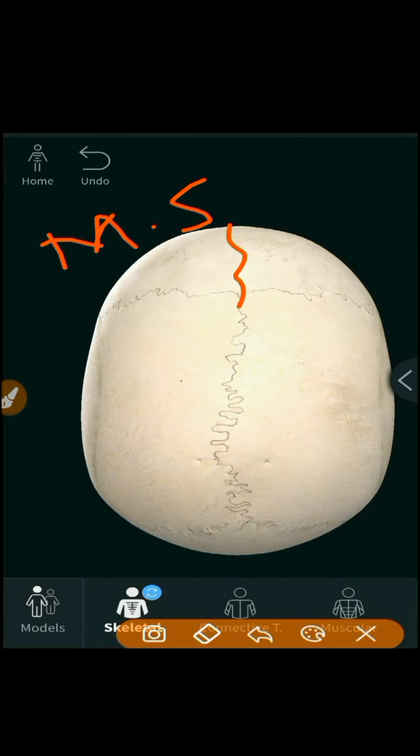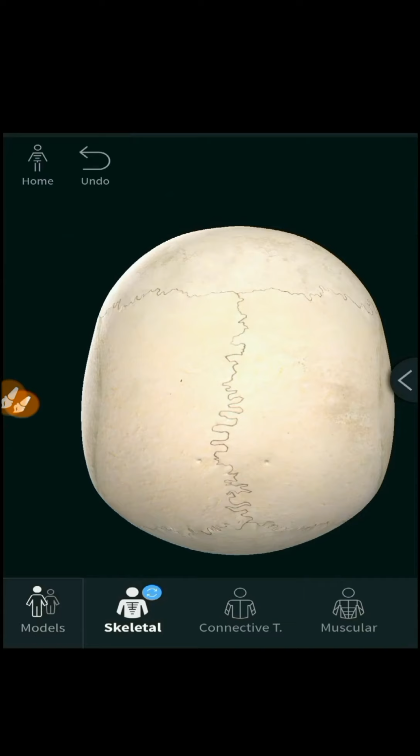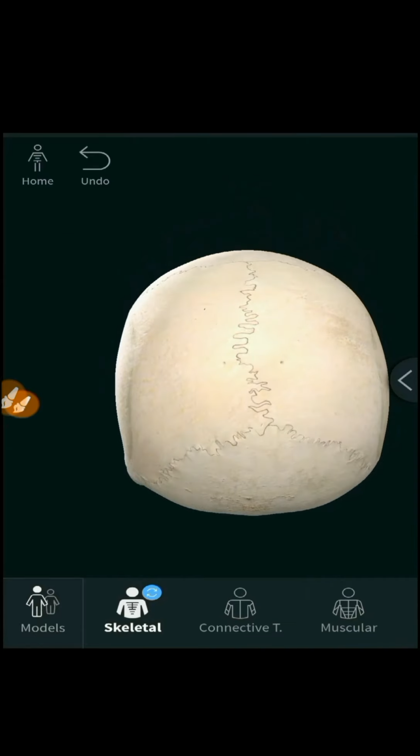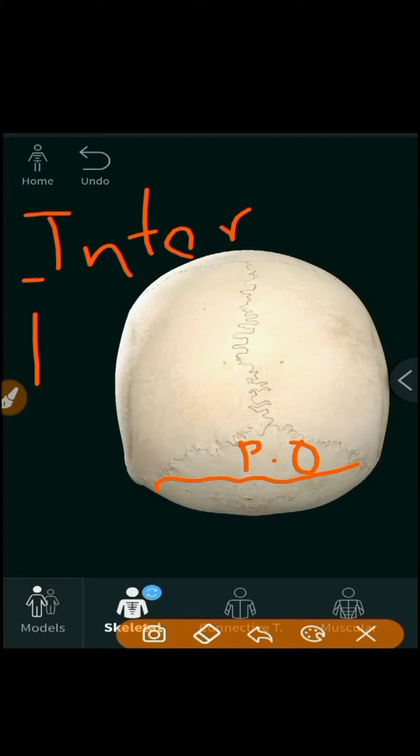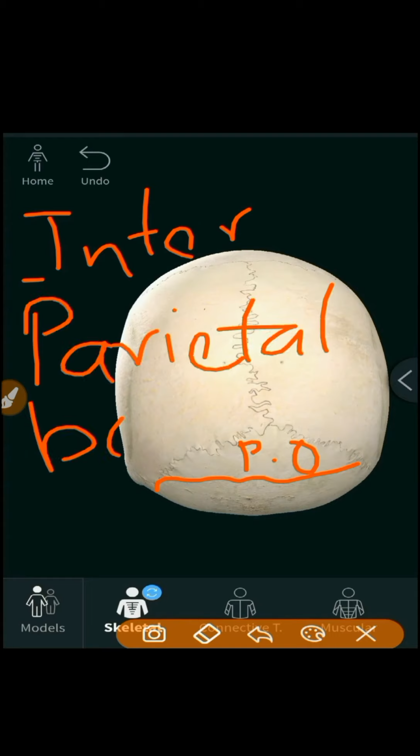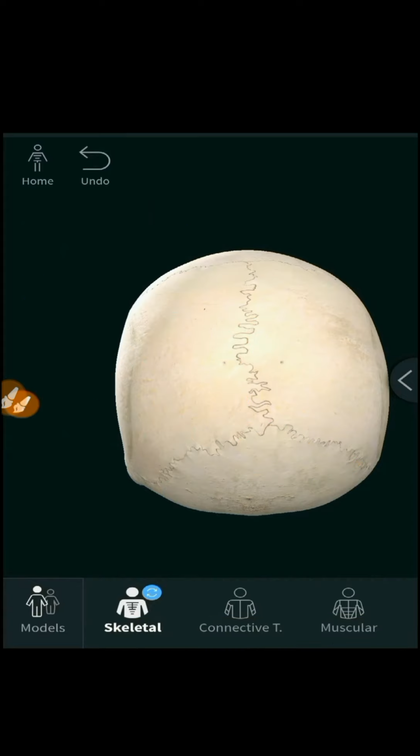And one more thing you remember is metopic suture, present in 3 to 8% individuals between the 2 frontal bones. Usually it is not there, but if it is present, it is called metopic suture between 2 frontal bones. And sometimes what happens, this uppermost part of occipital bone, called planum occipitale, may be separated from the remaining part of the occipital bone, then it is called interparietal bone. As it lies between the two parietal bones, it is called interparietal bone, or you can say sutural bone. Between the sutures it is present, sutural bone.